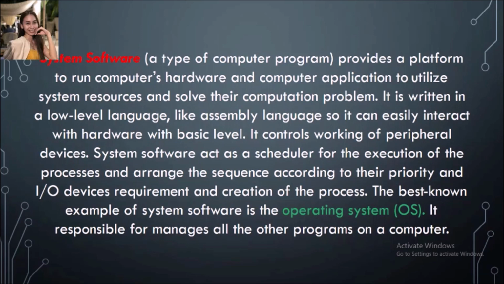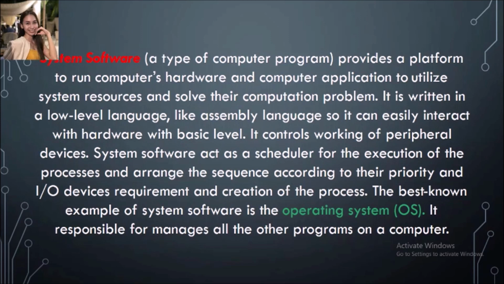It controls the working of peripheral devices. The system software acts as a scheduler for the execution of the processes and arranges the sequence according to their priority and input-output device requirements in the creation of the process. So the best known example of system software is the operating system or the OS.